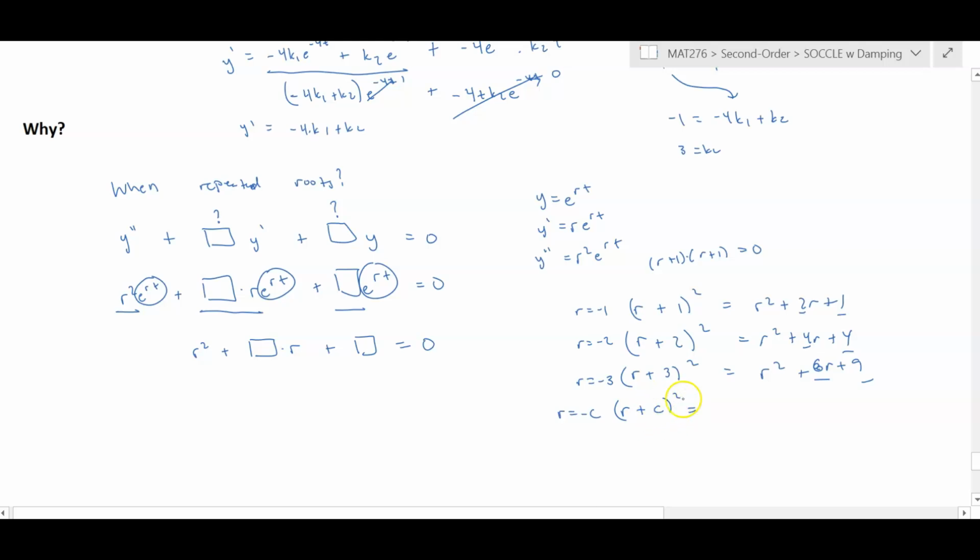And if you FOIL this out, (r plus c) times (r plus c), you get r squared plus 2cr plus c squared, right? Because when you FOIL, you get r squared plus rc plus cr. Well, rc and cr are the same thing, so it'd be 2 of those. And that gives us the middle term, and then plus c squared. So that's what we would expect to see in this polynomial if, in fact, we were going to end up with repeated roots.